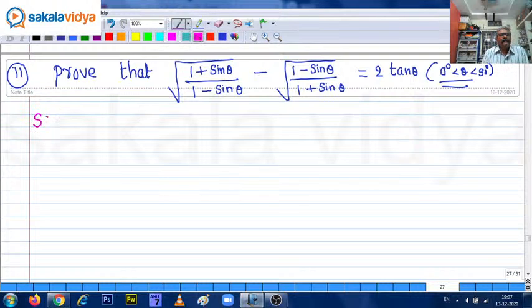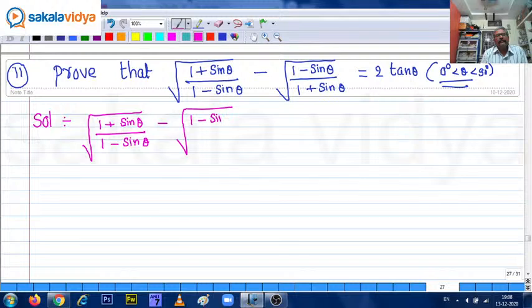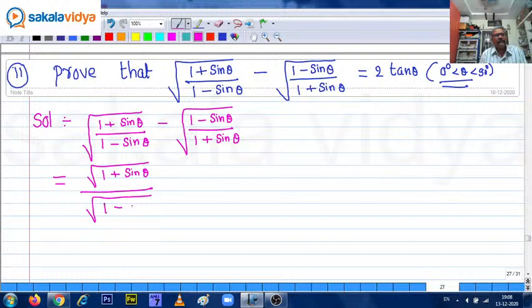So write the solution. Root of 1 plus sine theta upon 1 minus sine theta minus root of 1 minus sine theta upon 1 plus sine theta. So what will be the next step? So this equals root of 1 plus sine theta upon root of 1 minus sine theta minus root of 1 minus sine theta upon root of 1 plus sine theta.